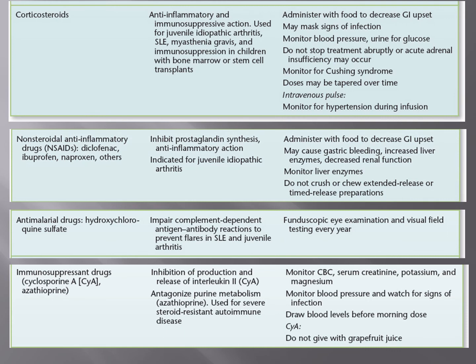This slide is just a breakdown of the different types of medications that we would use to treat a lupus patient, and some of the considerations we have to take. Like that with the corticosteroid, if they're using an oral, they need to have that taken with food to decrease their GI upset, and that we need them to understand if they've been on it for a long time, it might mask the symptoms and signs of an infection, and they need to monitor their blood pressure.